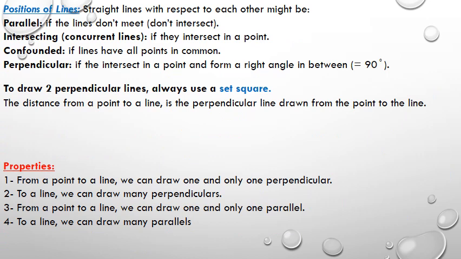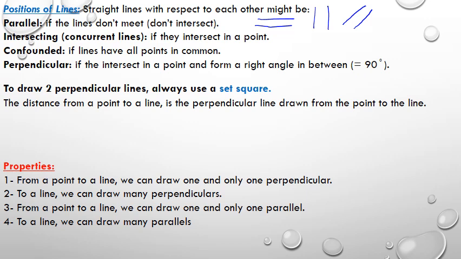In our lesson, which is lines, we've studied the positions of lines. Any two straight lines with respect to each other might be parallel. They might be parallel horizontally, they might be parallel vertically, or they might be parallel oblique. These are the positions of parallel lines if the lines do not meet or do not intersect.